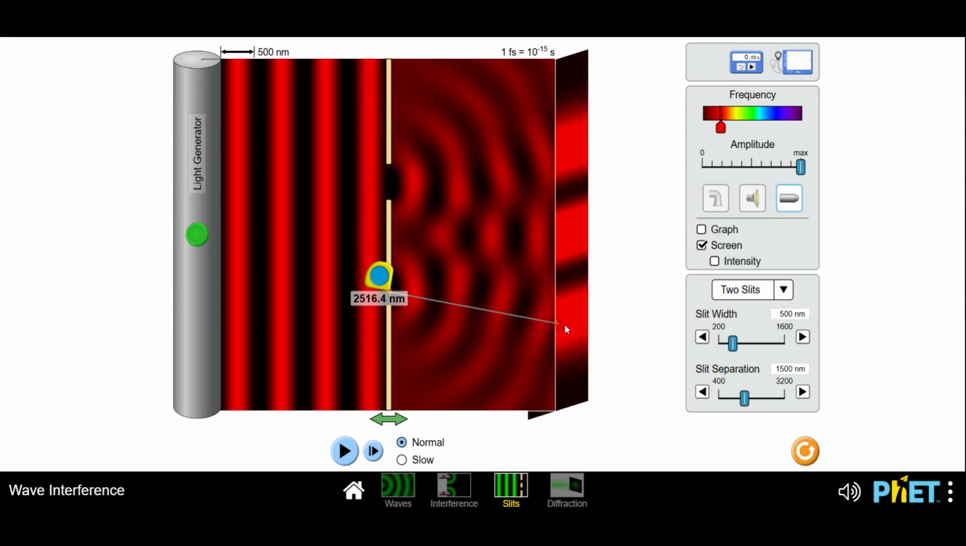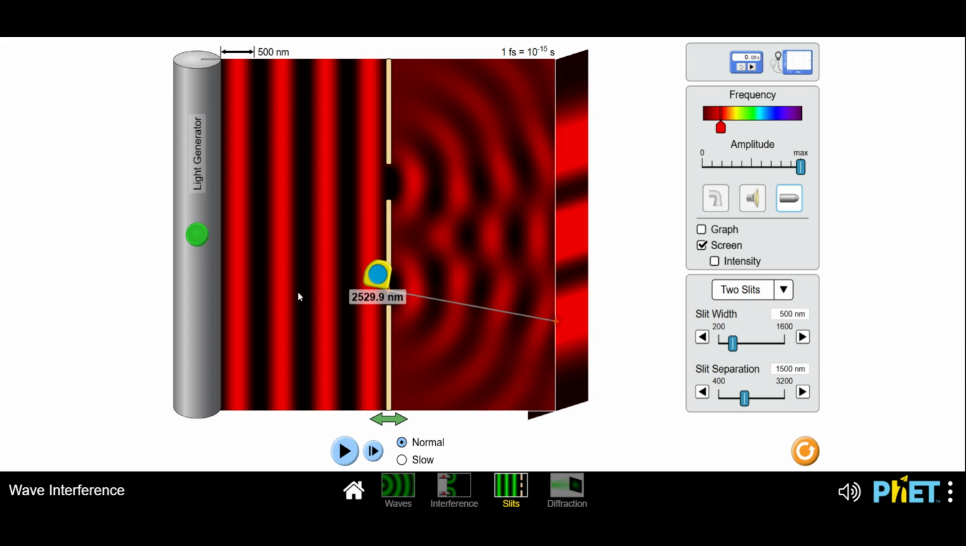But it's a bright spot, so I would expect the path difference to be a whole number of wavelengths. So let's try that out now. Am I lined up properly? I am. Okay, so there's the centre of the bright spot. How many wavelengths is that?